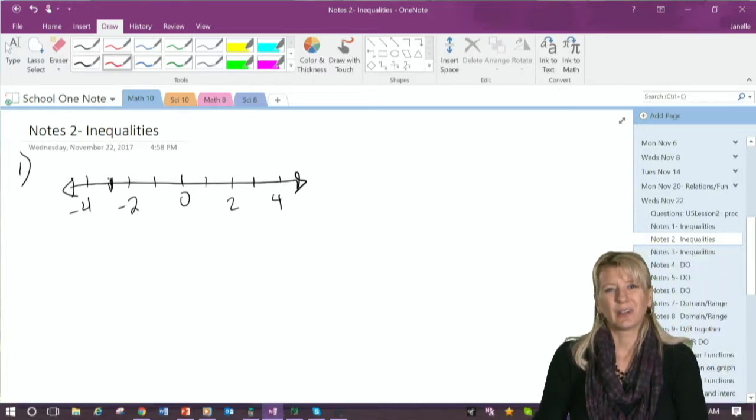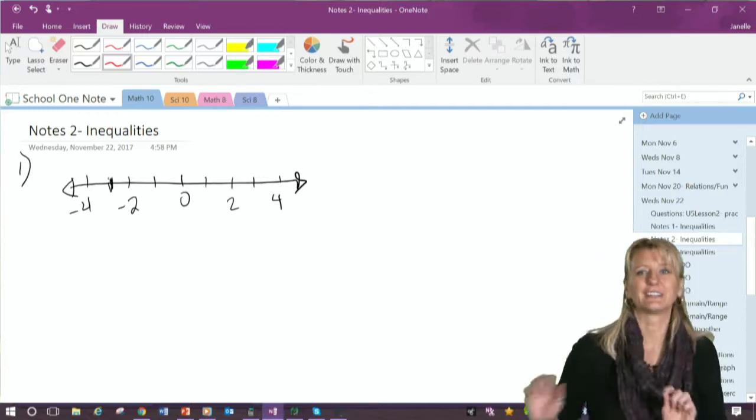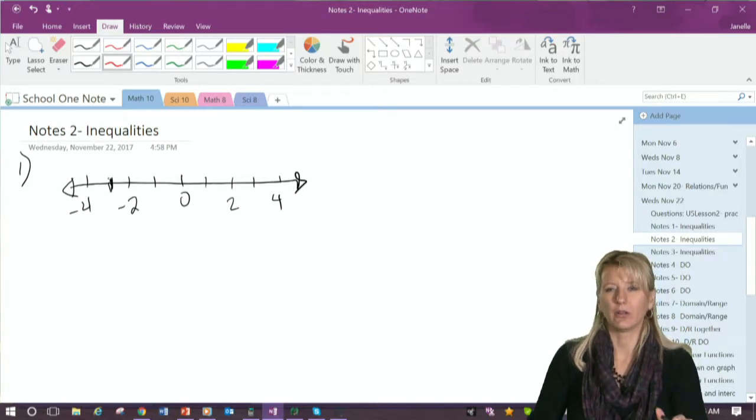Does anyone know why I'm not writing every number? One, it's hard on here. It's not always easy to write on the screen and reaching across and stuff. But what would be another reason why I wouldn't write all the numbers on there?